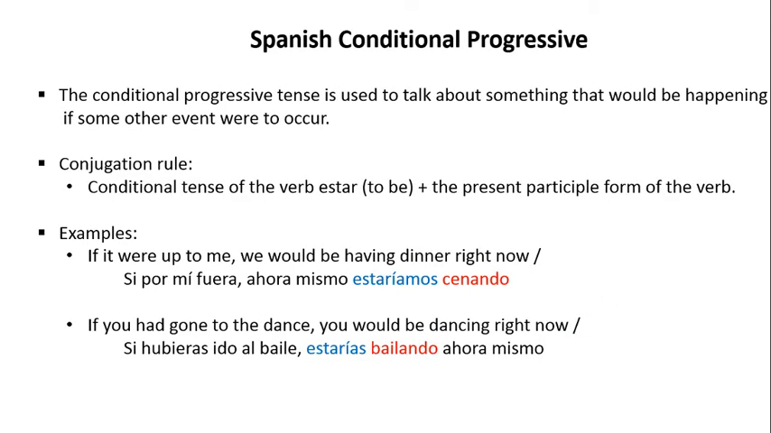Now here is the Spanish conditional progressive. The conditional progressive tense is used to talk about something that would be happening if some other event were to occur. The conjugation rule is, use the conditional tense of the verb estar plus the present participle form of the verb. Examples, if it were up to me, we would be having dinner right now. Si por mí fuera, ahora mismo estaríamos cenado. If you had gone to the dance, you would be dancing right now. Si hubieras ido al baile, estarías bailando ahora mismo.